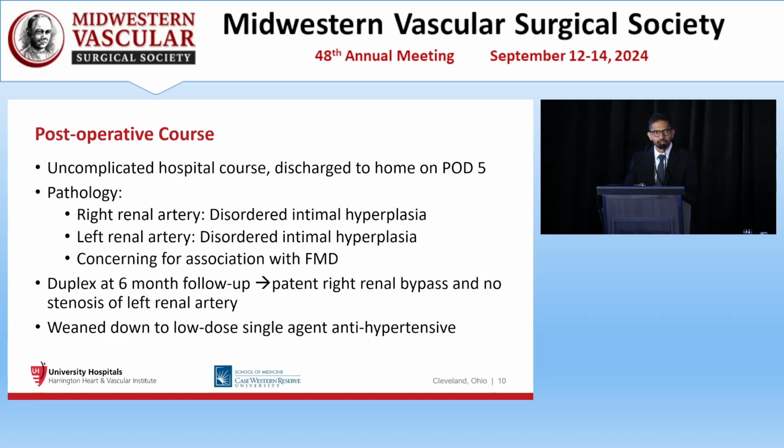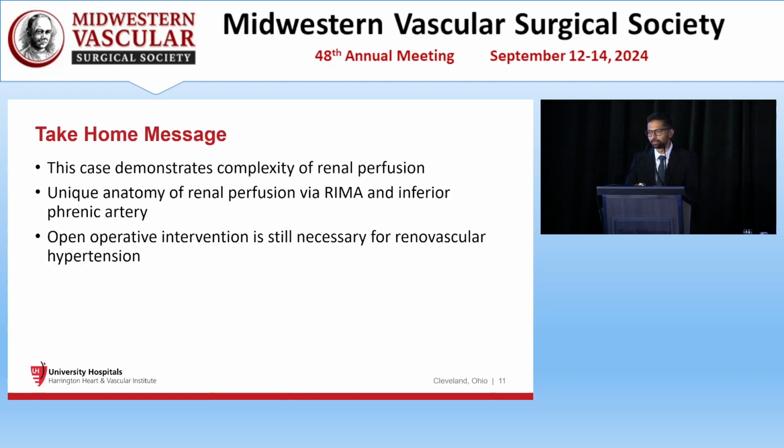The patient had a relatively uncomplicated hospital course and went home on postoperative day 5. The pathology was concerning for intimal hyperplasia, which was consistent with a variant of fibromuscular dysplasia. The duplex at 6 months showed a patent bypass with no stenosis, and the patient was weaned down to a very low-dose single-agent antihypertensive. This case, to our knowledge, is a unique case demonstrating right renal perfusion via the right internal mammary artery and inferior phrenic artery collaterals.